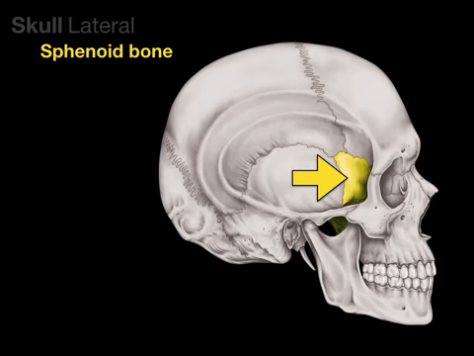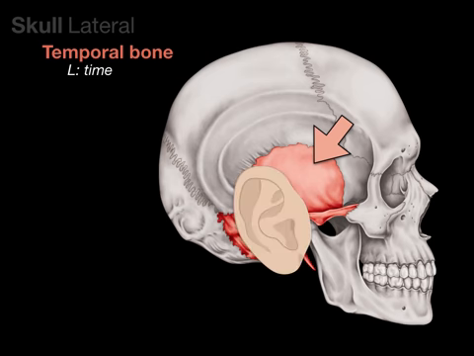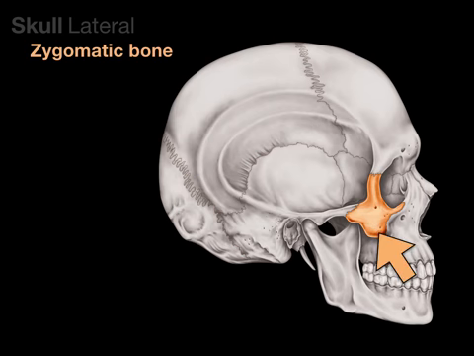Sphenoid bone is located here, forming right behind the orbit. And then the temporal bone, which is located right there in this salmon color. And temporal means time, because if you add the ear onto that, that's where gray hair usually comes. So when you take a look at the bone underneath where usually gray is, that's why it's called the temporal bone. The zygomatic bone is located here, where the word zygomatic means to yoke or bring together. I'll talk about why that's the case in a minute.